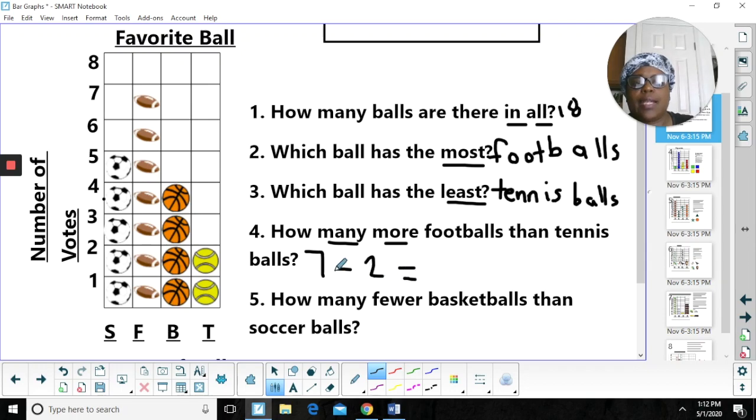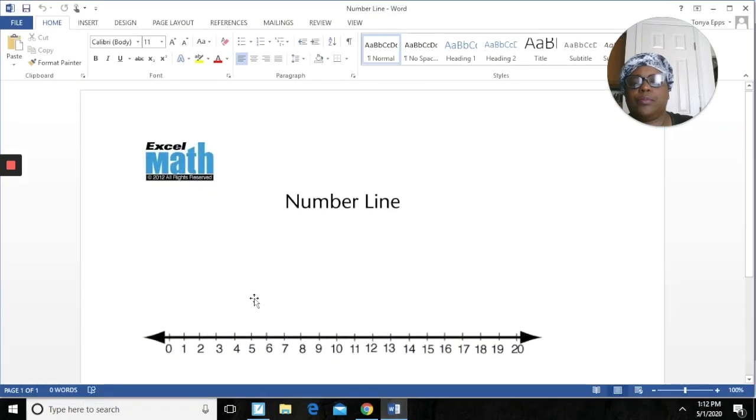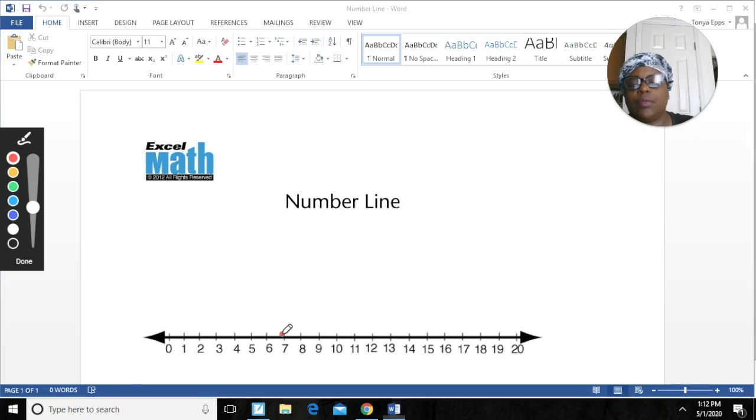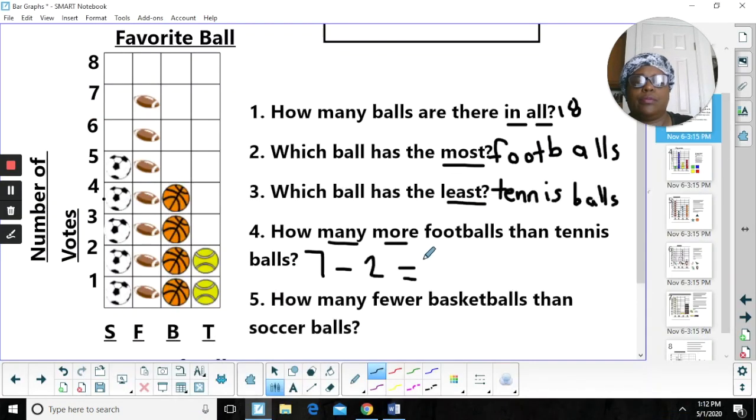And let's put our equal sign. So let's use our line graph for this one. So we're going to start with 7, and we're going to go back 2 spaces. What's our answer? 5. So here we're going to write 5, okay? 7 take away 2 equals 5, or 7 minus 2 equals 5. So it says how many more footballs than tennis balls? 5. And we can check that by looking at our graph.